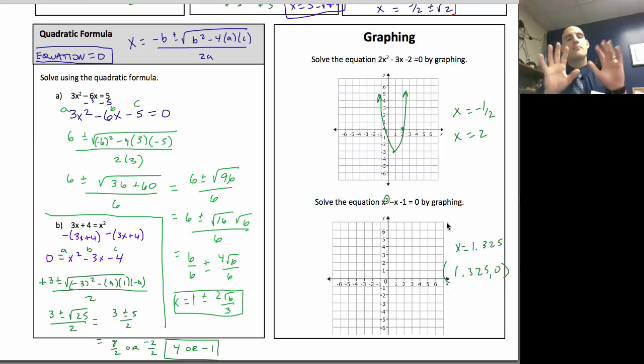Okay, guys, that's the basics of solving these equations. Obviously, there's tons of different types of equations that you could solve for. These are the ones we're going to be focusing on.